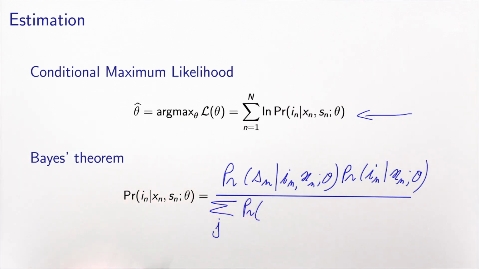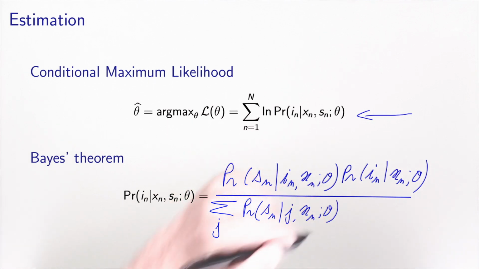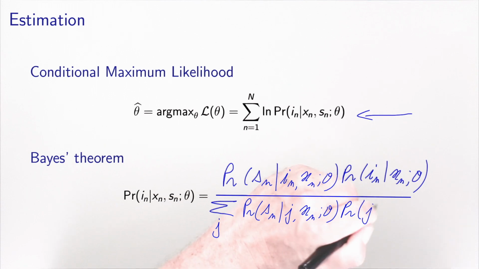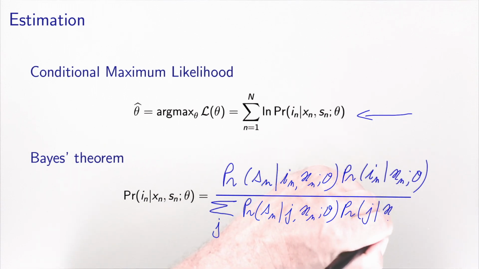So this is the sum over all j of the probability of Sn given j, xn, theta, times the probability of j given xn. As you can see in this case, we don't need to know the distribution of xn in the population. And this is actually convenient because in general, we don't have access to this information.